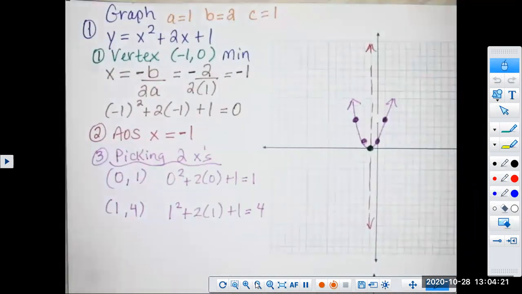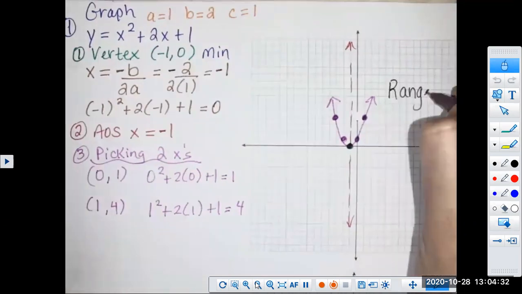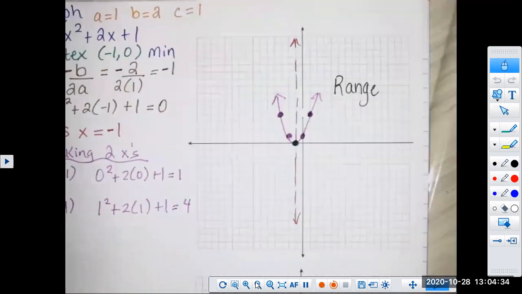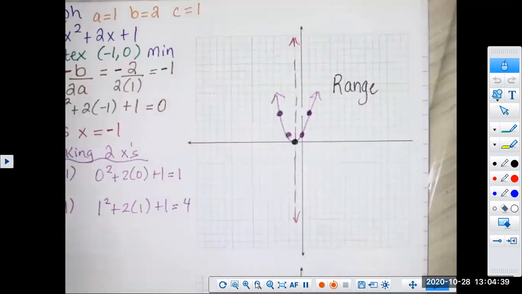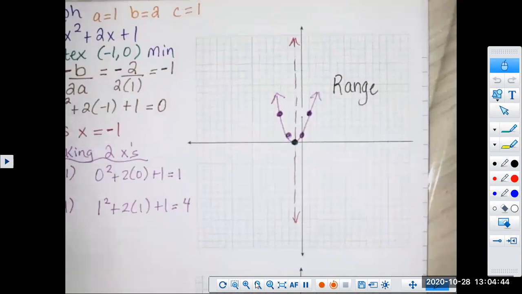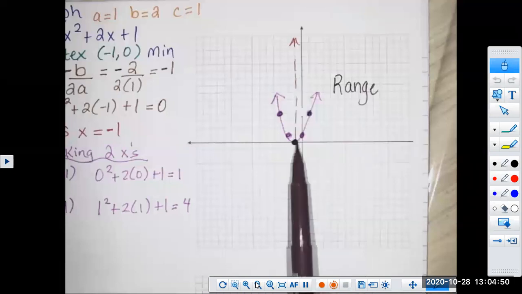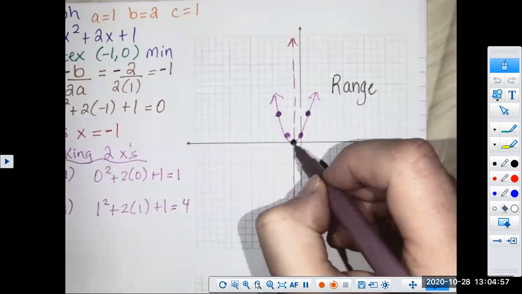Okay, one more thing. The range. I told you that you get the range by seeing how far down your graph goes. So only look at your y-axis, and you always look at it from bottom up. The lowest part always comes first. So how far down does this parabola go in relation to the y-axis? Where does it stop on the y-axis? Good. It stops at 0, and it is touching 0, so I put a bracket.